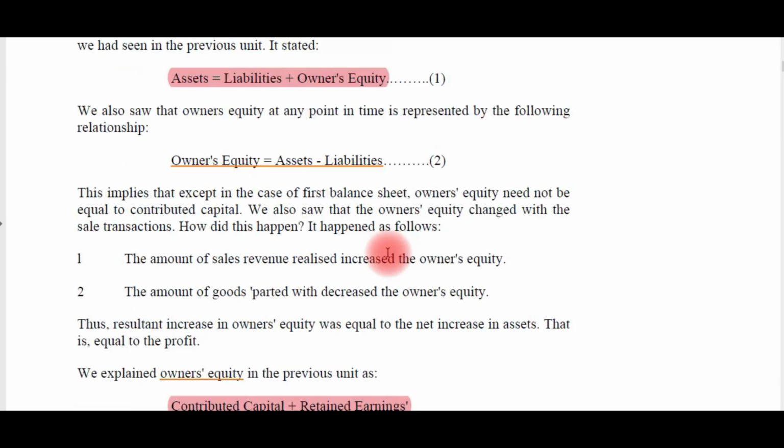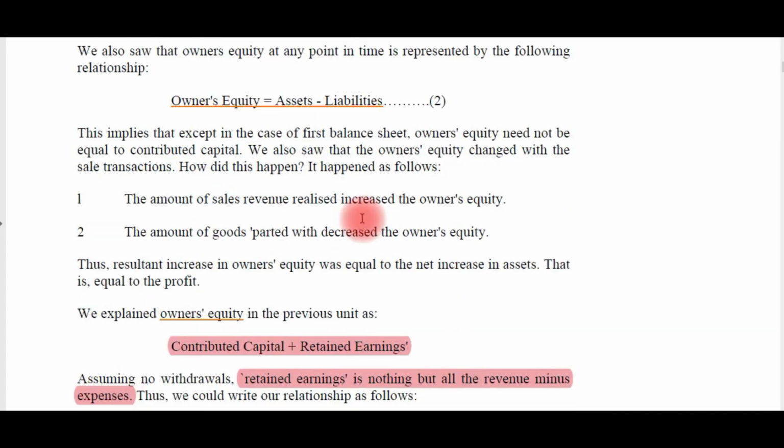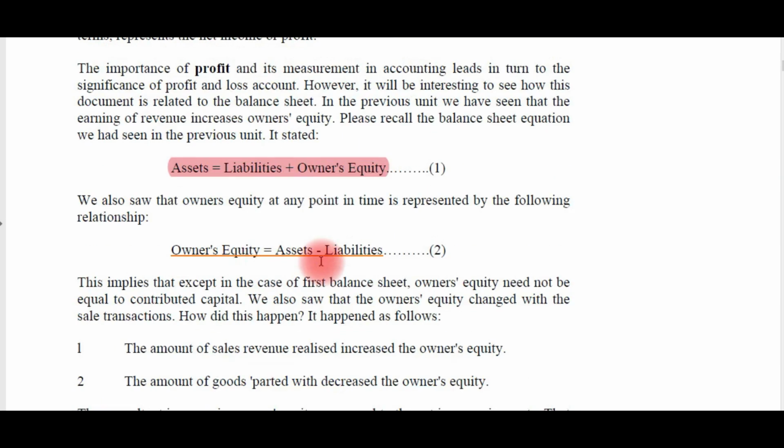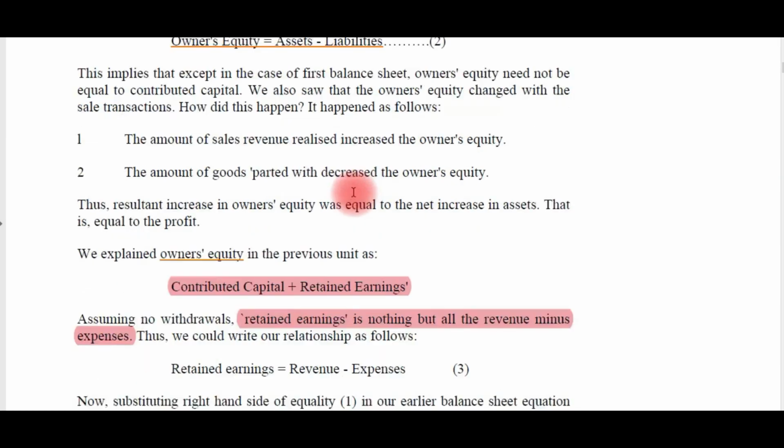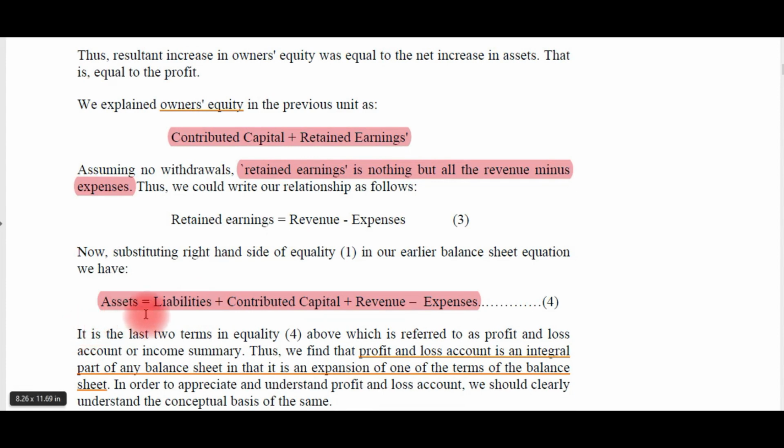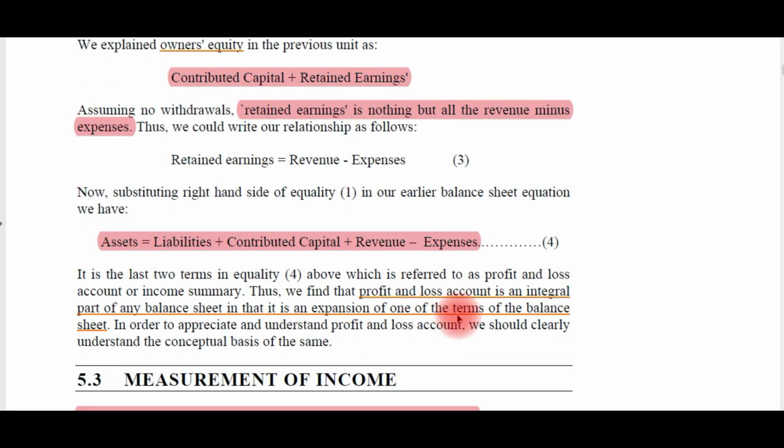Now, combining these equations: owner's equity equals assets minus liabilities, and owner's equity equals contributed capital plus retained earnings. If we put these values in the original balance sheet equation, we will get: assets equal liabilities plus owner's equity, which can be expanded as contributed capital plus retained earnings, which can be further expanded as revenues minus expenses. Therefore, the profit and loss account is an integral part of any balance sheet, in that it is an expansion of one of the terms of the balance sheet.